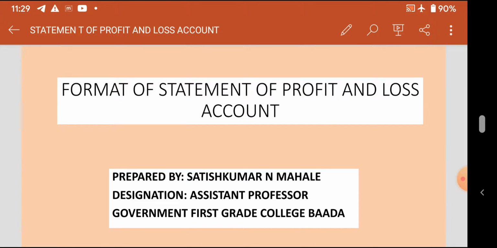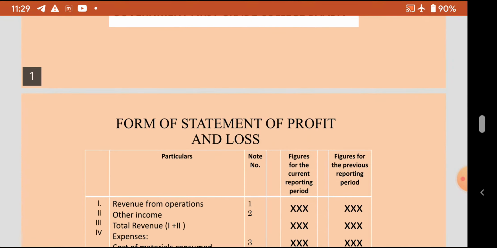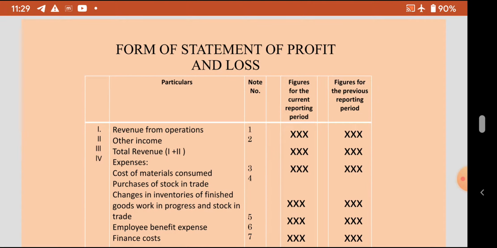In this video, we are going to have a look at the format of Statement of Profit and Loss Account as per the Companies Act 2013. We know that the Companies Act 2013 mandates us to prepare the final accounts of the company as per the vertical format. So let us have the look at the format of the Statement of Profit and Loss Account.